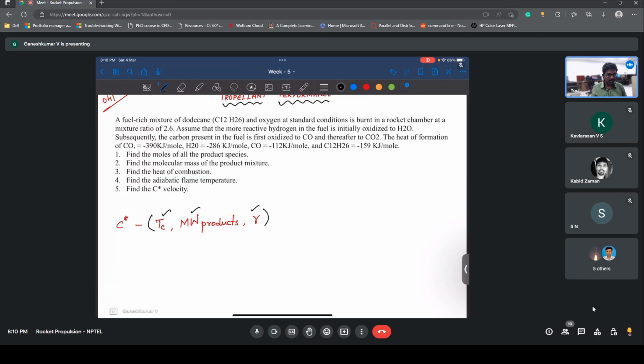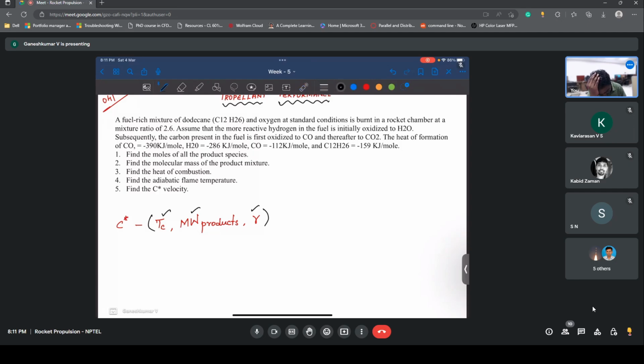Based on that, a lot of questions were given, and I took one question from the course book. If you remember, it's also written by the same professor, Rocket Propulsion by K. Ramamurthy. I am showing it here. Today we try to find the temperature, molecular weight of the products, and the specific heat. After finding all this, we will find the characteristic velocity. That is the aim of this question.